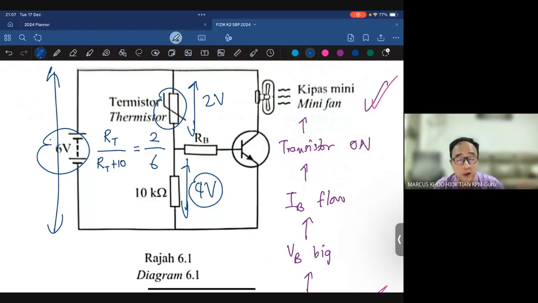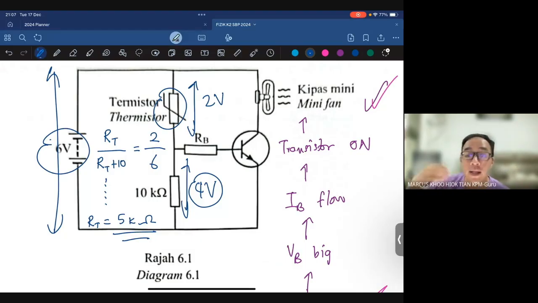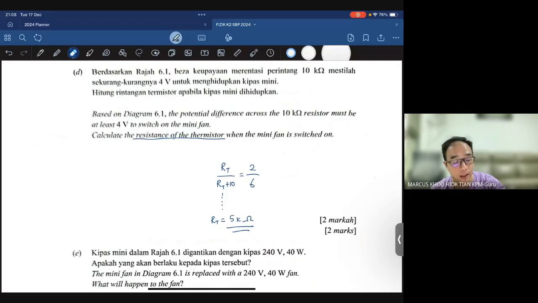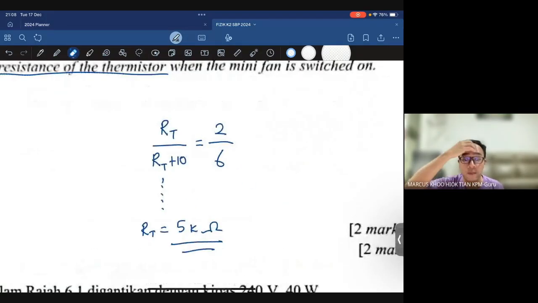Okay, this is what we call the potential divider formula. Actually it's just very, very basic. Nisbah dan perkadaran. Anyway, when you're done with the calculation, you will get RT equals to 5 kilo ohms. Actually, you didn't even need to change. Tidak perlu pun tukar itu 10 kilo ohm pergi 10,000. You can leave it as 10 kilo ohms. It's fine. As long as your final answer is 5 kilo ohms. Jangan juga 5 ohms. It's a bit too small. So RT over RT plus 10 equals to 2 over 6. You just kira-kira, you get RT equals to 5 kilo ohms.